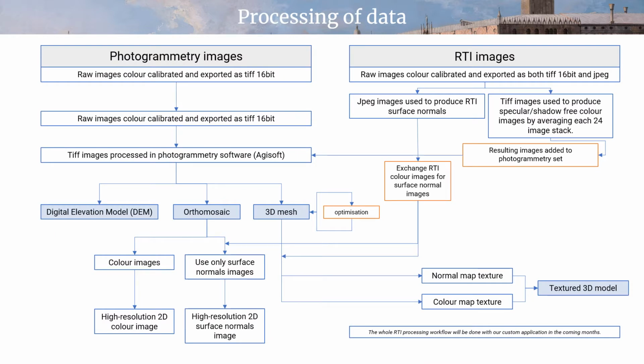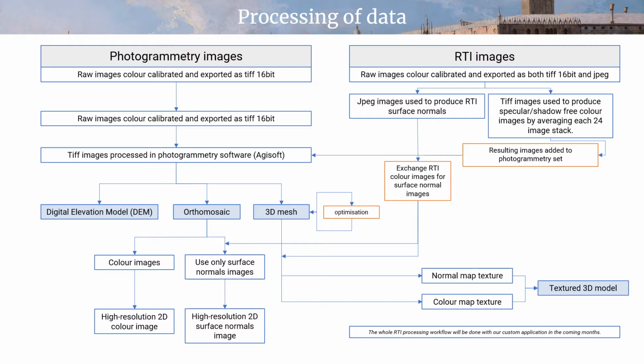Here we have a chart to briefly explain the processing workflow, although in the coming months we will be finalizing our own custom application to process the RTI images. This will allow us to use TIFF images instead of JPEGs and calibrate the normals correctly. So on the left we have photogrammetry. In this case I've used Agisoft Metashape to process the images. These have been exported from RAW to 16-bit TIFF.